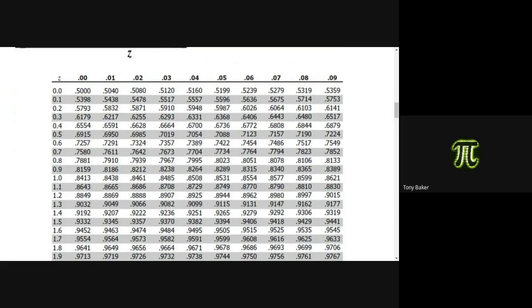It would be negative 1.6. Because no, it's going to be negative 1.28. That's the difference in it because it's the middle 90%. So there's 5% on each side. That was the two-tailed ones. So we're looking at 1.28.